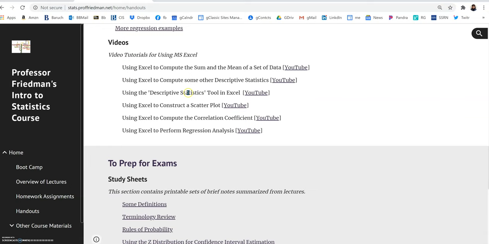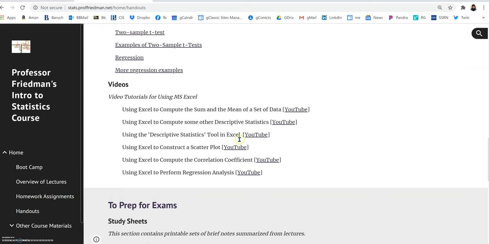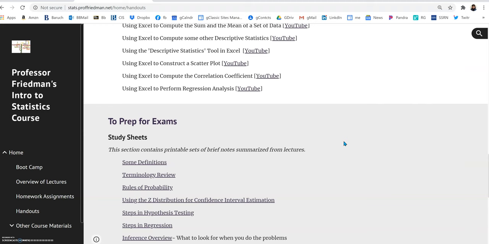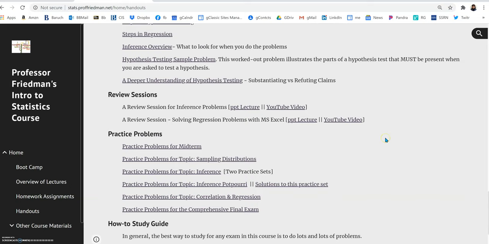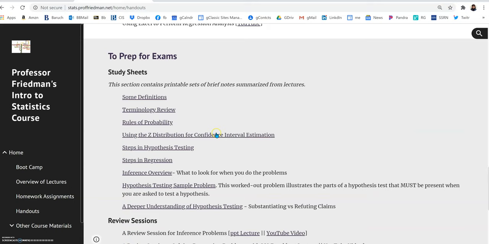And this is the same, well, it may be even better. These are PDFs, and these are video tutorials for using Excel in an intro stat course. This is less important at this point, but when it comes time to review for the exam, you have a lot of resources on this page. Practice problems, review sessions, study sheets, it's all here. I'm going to give you over to my partner.